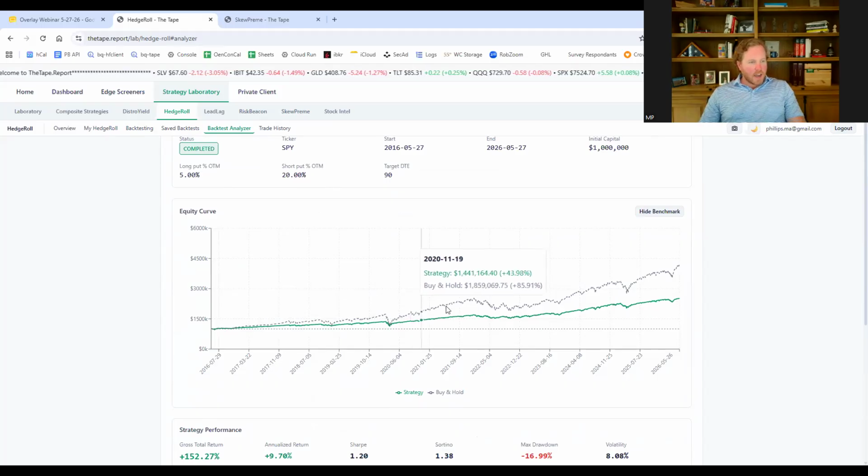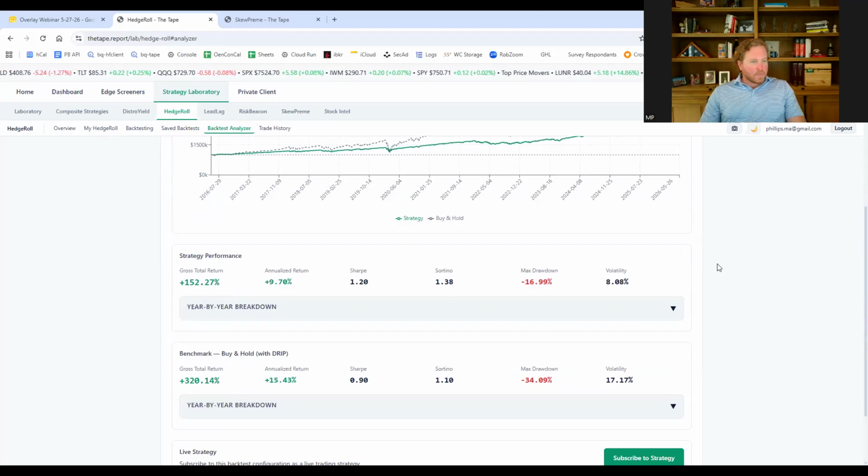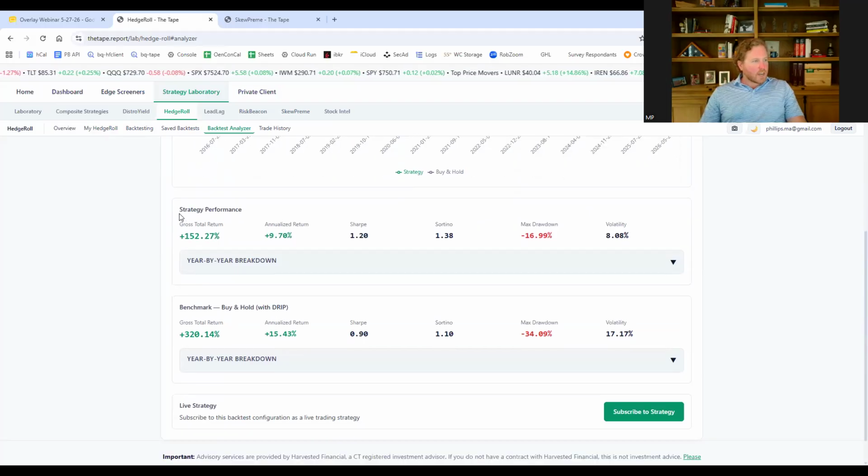And so you can see just visually here that that lower strategy line, the green line, is a lot smoother. And there are higher lows and there are lower highs that come with that. Number wise, we have an annualized return with the hedge roll strategy over the last 10 years of 9.7%. Really not bad.